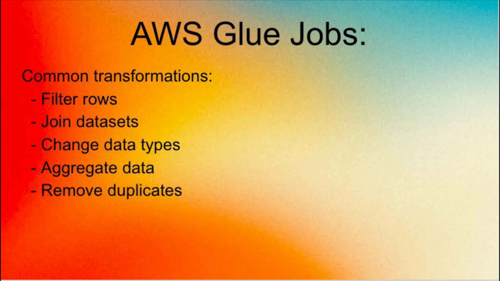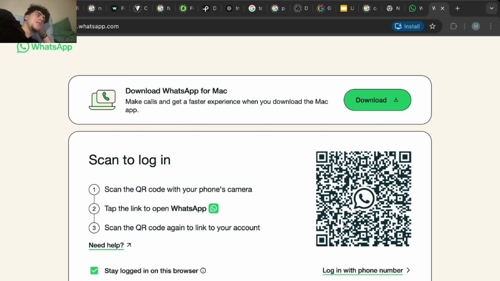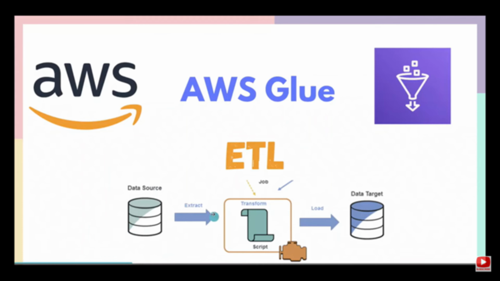The third is AWS Glue Jobs. Jobs are where the actual ETL work happens. This is your transformation logic. Glue jobs run Apache Spark or Python shell scripts behind the scenes. You can write your own scripts or use Glue's visual ETL editor to drag and drop transformations. Common transformations are filter rows, join data sets, change data types, aggregate data, and remove duplicates. Once the job runs, it outputs the clean transformed data to your target, like S3, Redshift, RDS, or wherever you want.